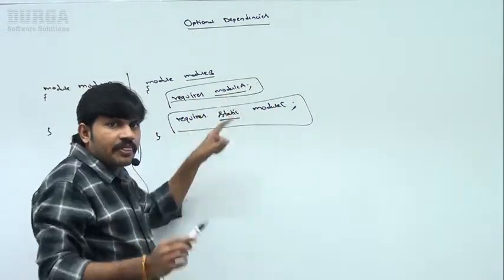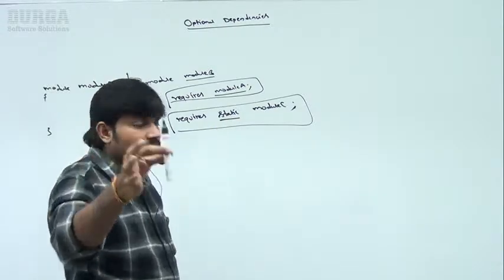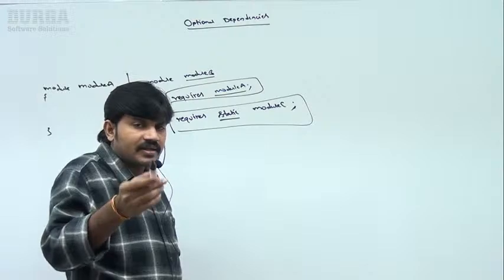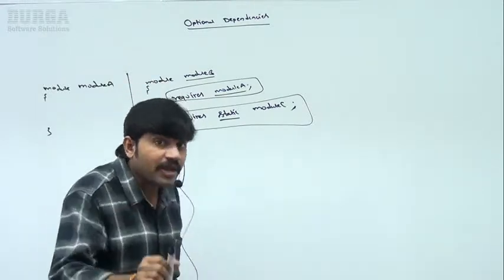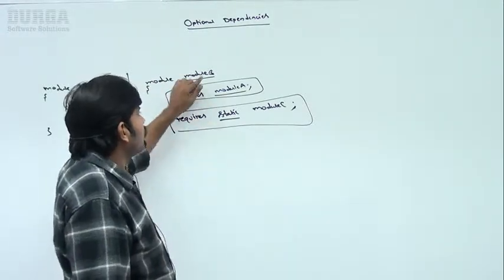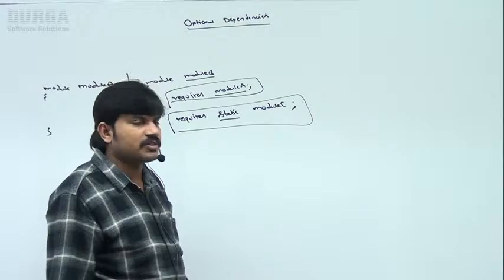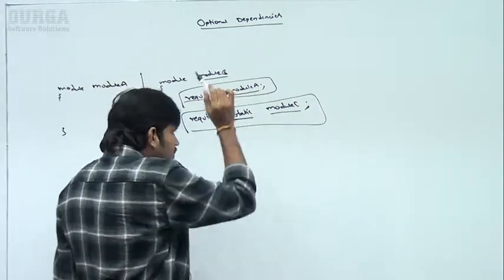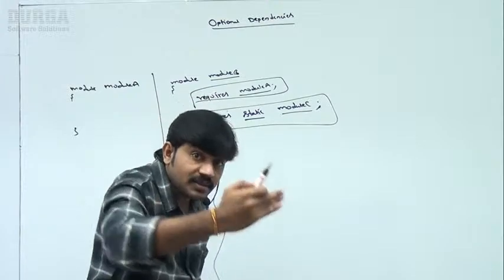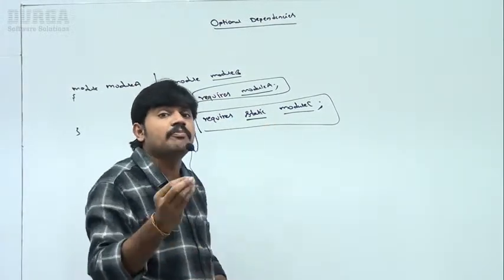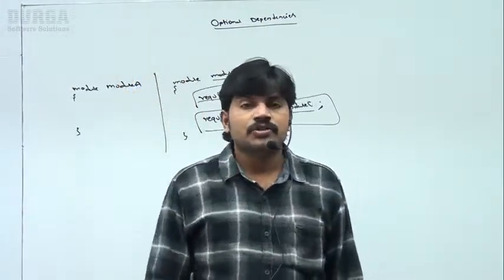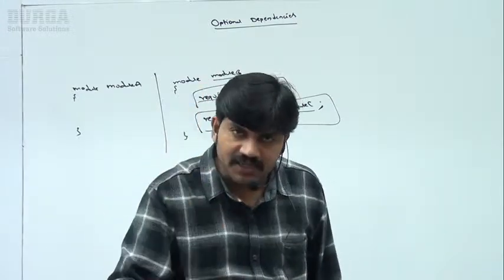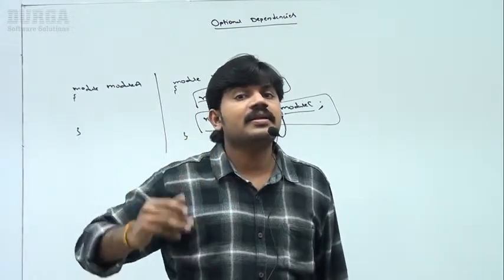Module A is a mandatory module, but module C is an optional module. At compile time, module B and module C must be available. Forget about this one. At compile time, this module C must be available, but at runtime, module C is optional. Remember this. The dependency check will be performed at compile time, but it is optional at runtime.